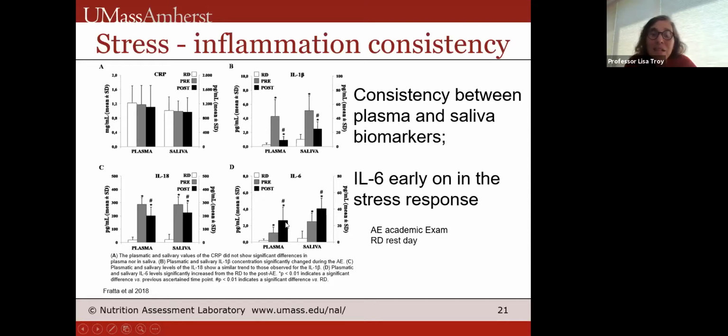But post-exam, it continues to increase and is higher than the pre-exam day. These are just to consider the consistency between the plasma and saliva, but also to consider that different biomarkers might have different responses based on what the stimulus or the stressor is.